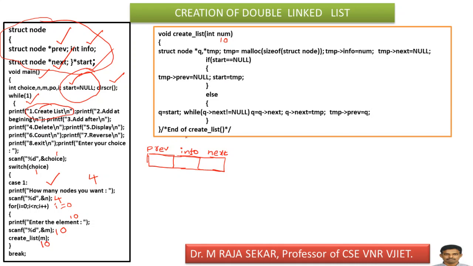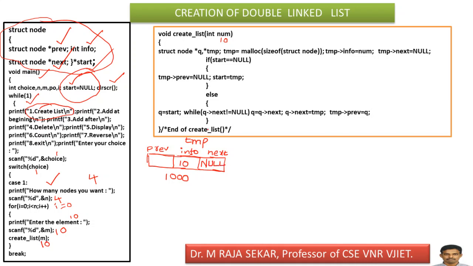Tmp equal to malloc size of struct node. What is the node name? Tmp. Let me assume this address is 1000. Tmp arrow info equal to num. What is my num value? 10. Tmp arrow info equal to num means here I must keep 10. Tmp arrow next equal to null means this must be null.